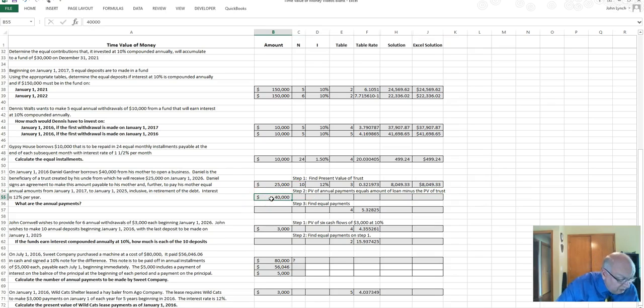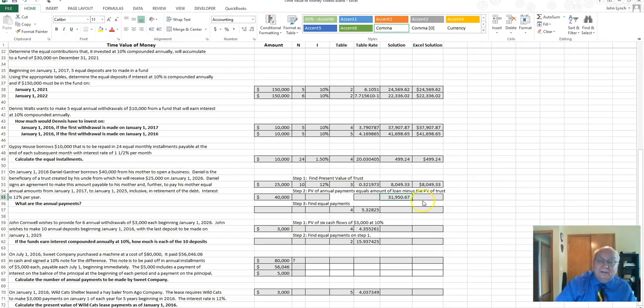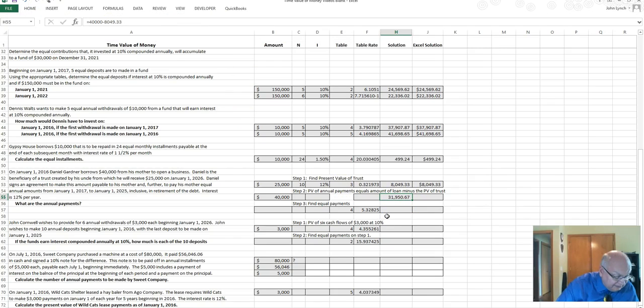Okay. Step 2. So he owes him 40,000. That's not really a calculation. All we're going to do here is take equal 40,000 minus the 8,049.33. Okay, so that's our 31,000. Put it there. Let's put commas in there. Okay, 31,950.67. And it's going to be the same for both of them because that's just the same calculation. Take the 40,000 and subtract it.